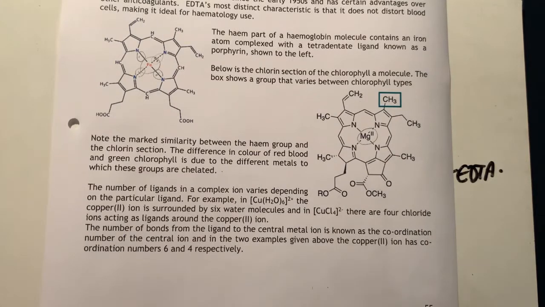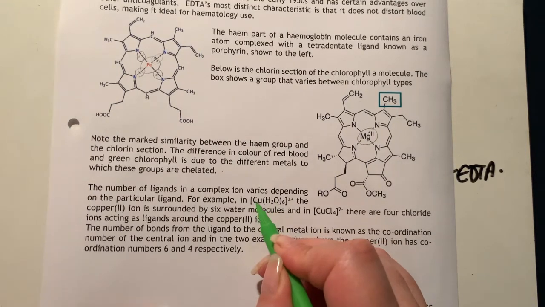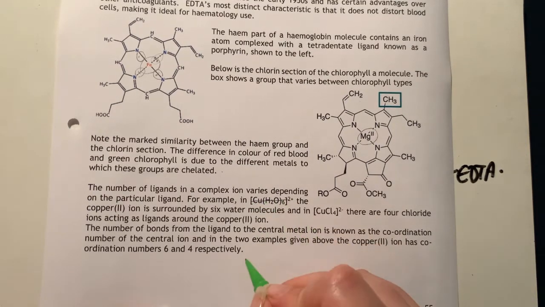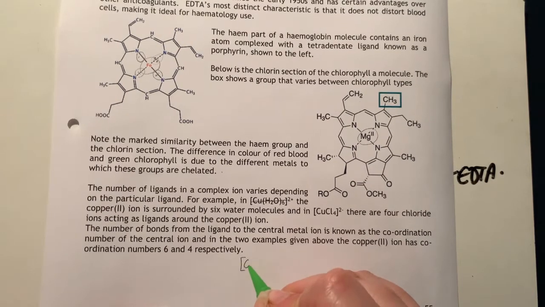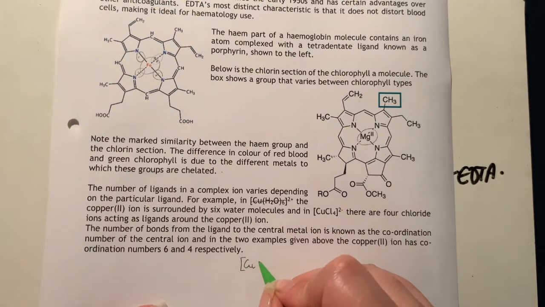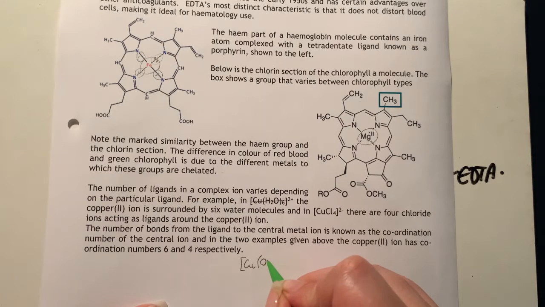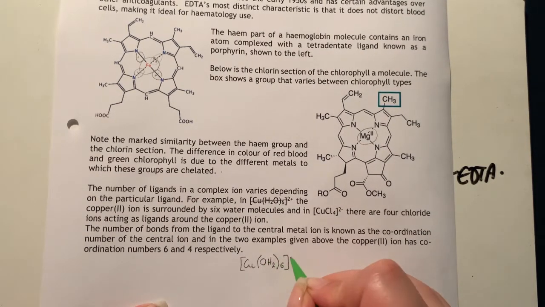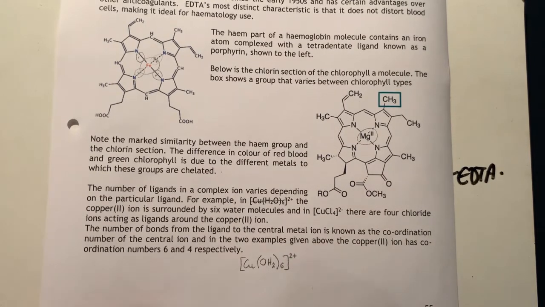The number of ligands in a complex ion varies depending on the particular ligand. For example, in this copper water ligand, which by the way is wrong, the formula is incorrect. That formula should be, I must have missed this one when I updated the notes because this changed last year. That formula would be [Cu(OH2)6]2+.